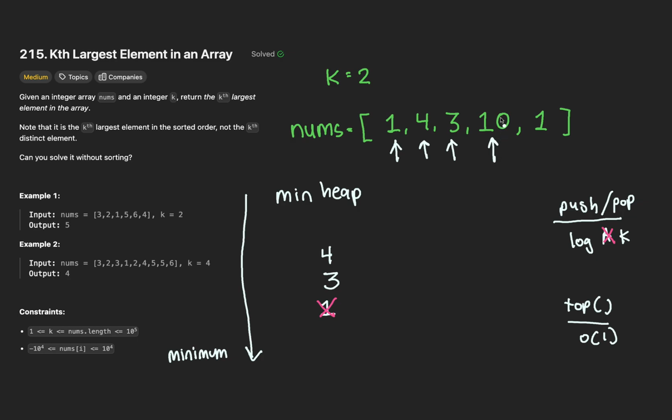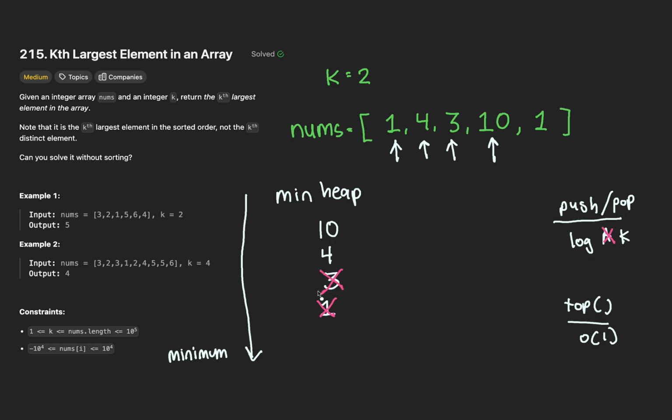On the next iteration, we have a 10. Let's push it in here. It's the largest by far, so our minimum heap will magically put it right here. The next thing we do is have an if statement. Is the size of our minimum heap larger than a k of 2? Yes, indeed, the 3 is greater than 2. What are we going to do? We're going to call the pop function with log k time complexity and remove the 3.